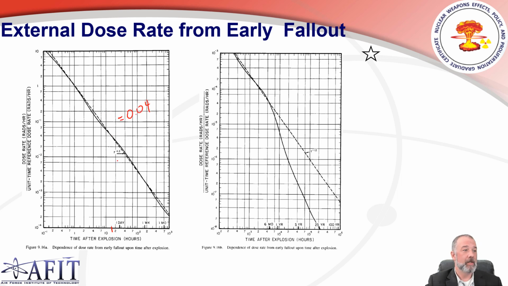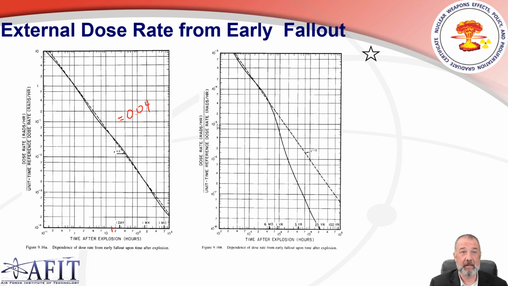Okay, so now we have 3 different numbers. We had our 15 hours, which is the time after explosion, and then we had some sort of dose rate, which is 4. We used this chart to figure out the dose rate over the reference dose rate, and we get 0.04. So how do we figure out what this means and how do I use it?